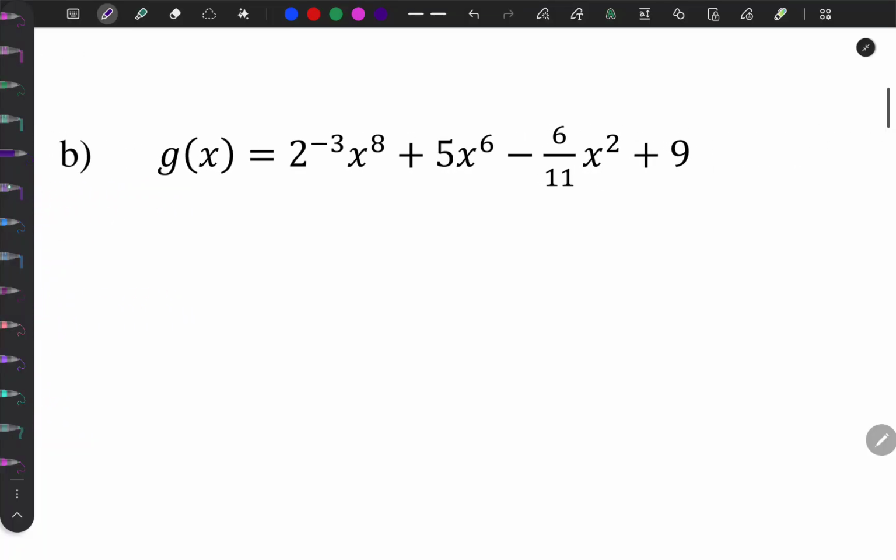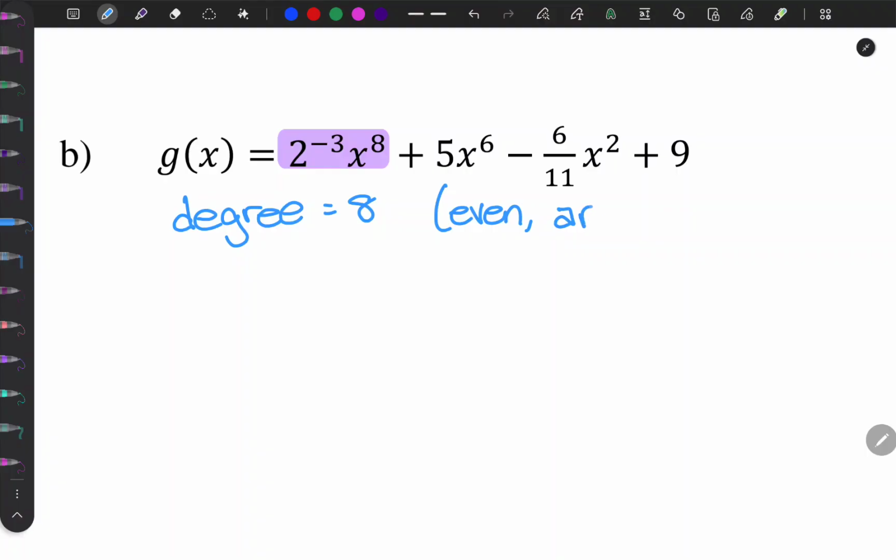Okay, looking at B, again, let's start with our leading term. Now this leading term does have a coefficient with a negative exponent. That's okay. Remember, we allow all real numbers. That includes fractional exponents. That's fine. Don't let that exponent confuse you. We are still using the exponent on the x for our degree. So our degree is equal to 8. Notice that is an even degree. So if you think about your end behavior at the left and the right, it should be in the same direction, either both up or both down. I will say the arrows are in the same direction.